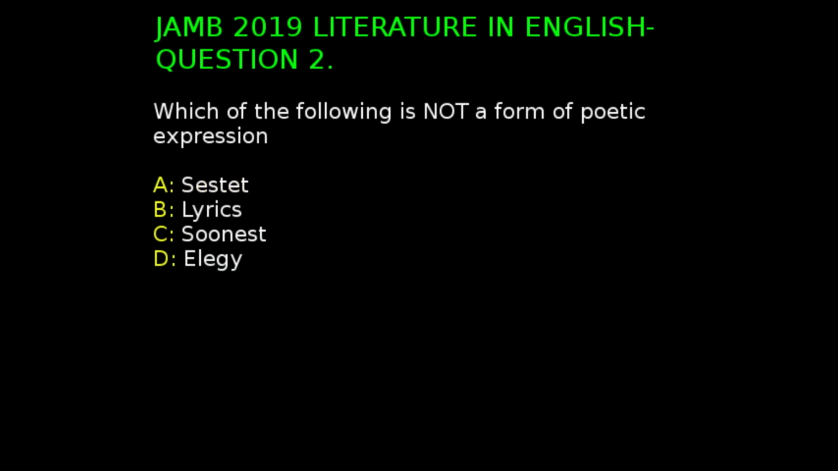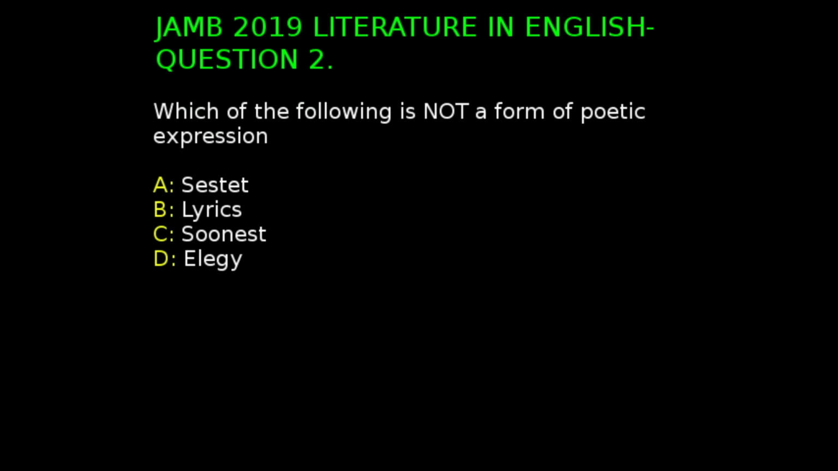JAMB 2019 Literature in English Question 1. The question says, which of the following is not a form of poetic expression? The options given are A. Sestet, B. Lyrics, C. Soonest, and D. Elegy. To understand and select the correct answer to this question, let us first of all define the four options given, starting with option A.